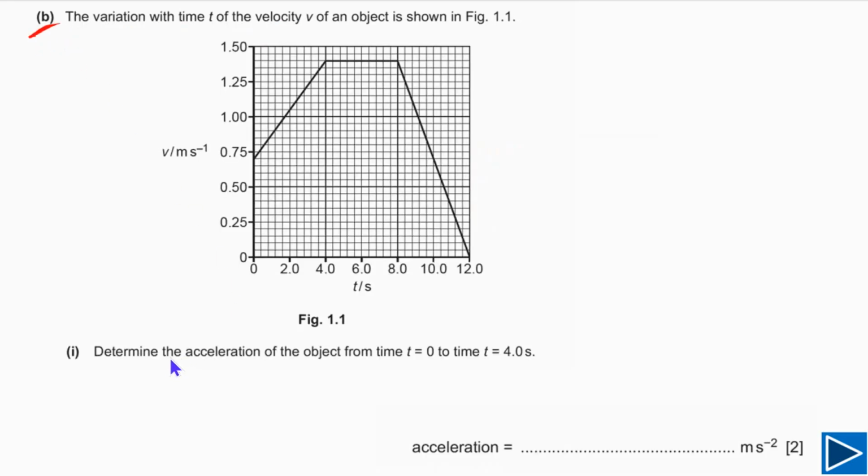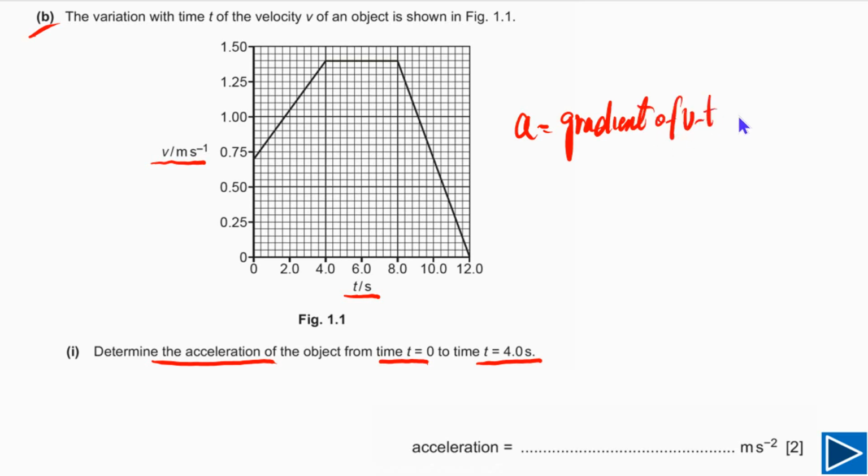For part B, we need to determine the acceleration of the object from time t equal to 0 to time t equal to 4.0 seconds. For this question, a velocity versus time graph is given. Velocity is on the y-axis and time is on the x-axis. So acceleration is simply equal to the gradient of the vt graph.